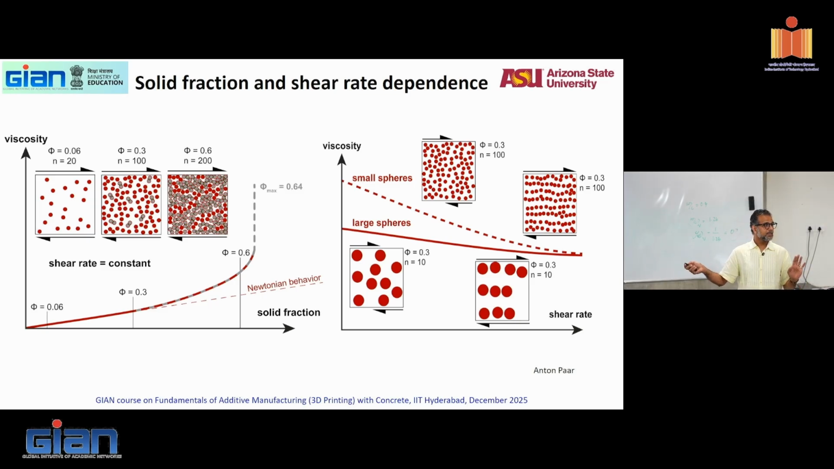All of you good with this? Where? Oh, this phi is your volume fraction. N is the number of particles in this simulation. 20 particles here versus 200 particles here. Because only if I increase the particles in a volume will I change the volume fraction, right? So 20 particles is 0.06, 200 particles is 0.6.